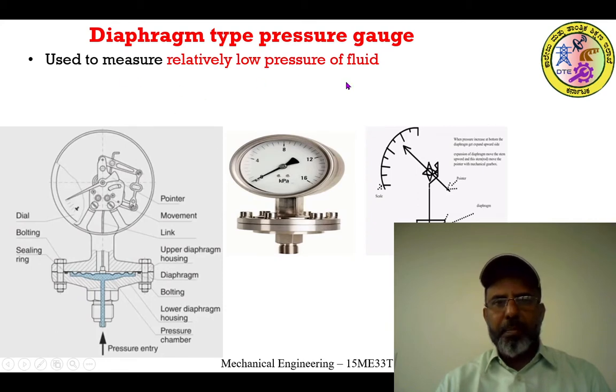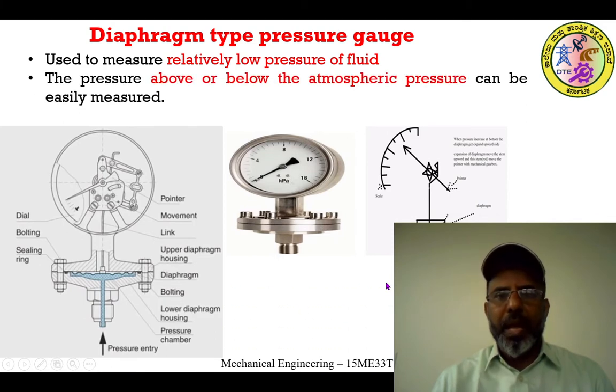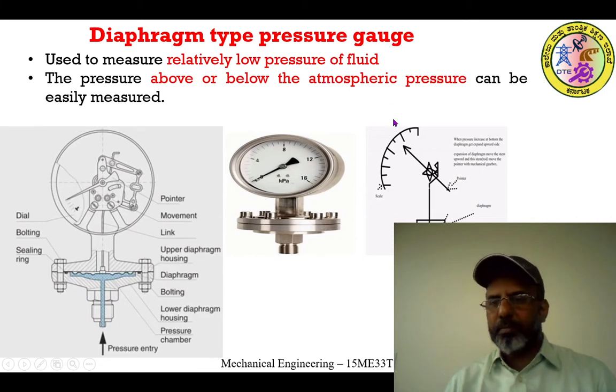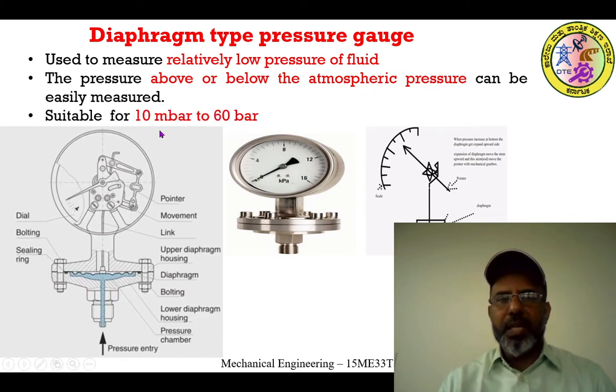Generally, the diaphragm type pressure gauges are employed for measurement of the relatively low pressure of a fluid, and they can measure above or below the atmospheric pressure. Diaphragm type pressure gauges are generally capable of measuring from 10 millibar to 60 bar.